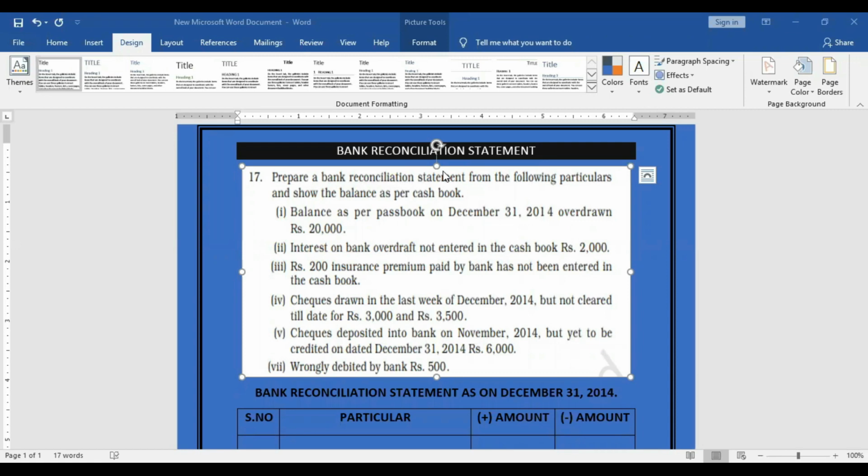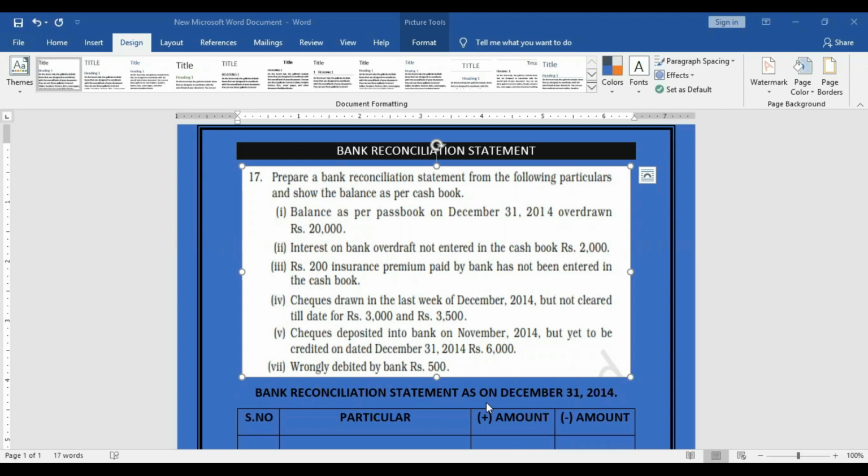DRS numerical question 7, balance as per passbook. DRS numerical question 13, overdraft as per cash book. And another question, overdraft as per passbook. So here the question starts with balance as per passbook overdrawn. That means overdraft as per passbook. So this question starts with balance as per passbook.